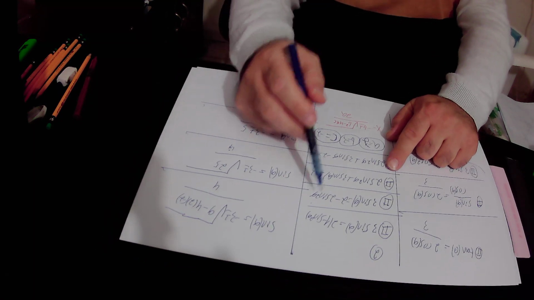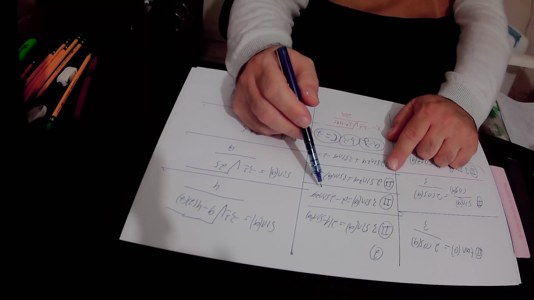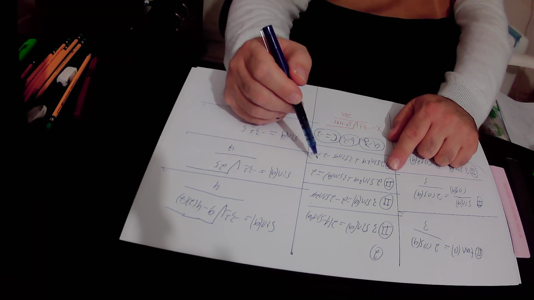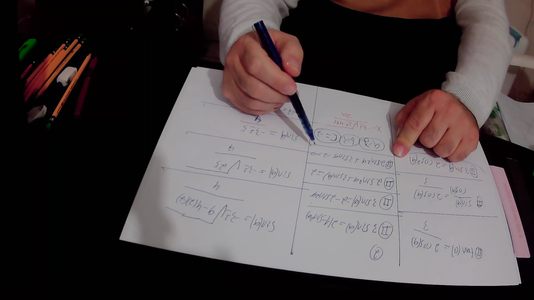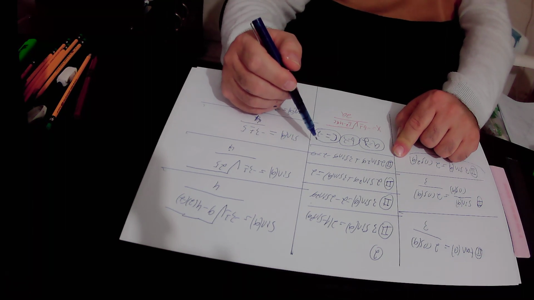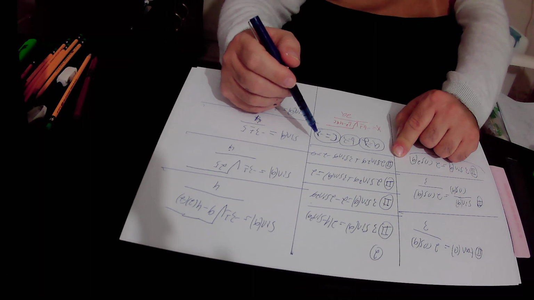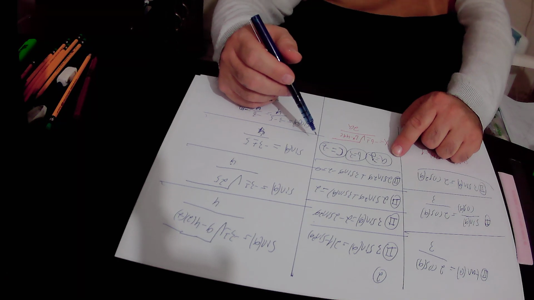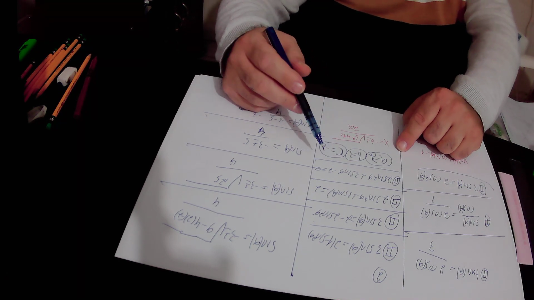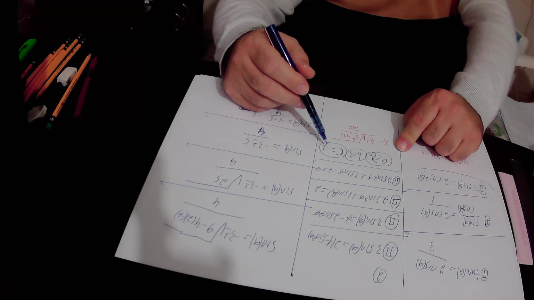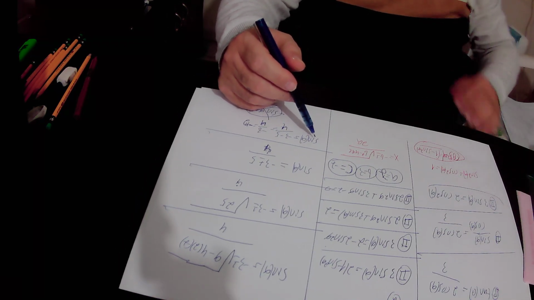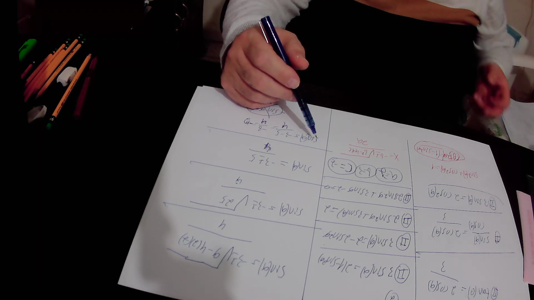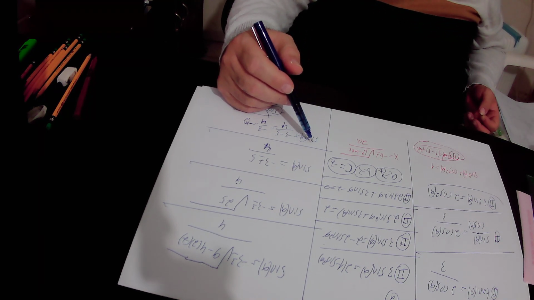And we added 2 sine square alpha to this equation and we found out that 2 sine square alpha plus 3 sine alpha equals 2. We subtracted 2 from this equation and we got the quadratic equation 2 sine square alpha plus 3 sine alpha minus 2 equals 0. In this quadratic equation, the coefficient a equals 2, the coefficient b equals 3, and the coefficient c equals minus 2. And we will use the formula for x in order to find the value of sine alpha, because in this case x is equal to sine alpha.